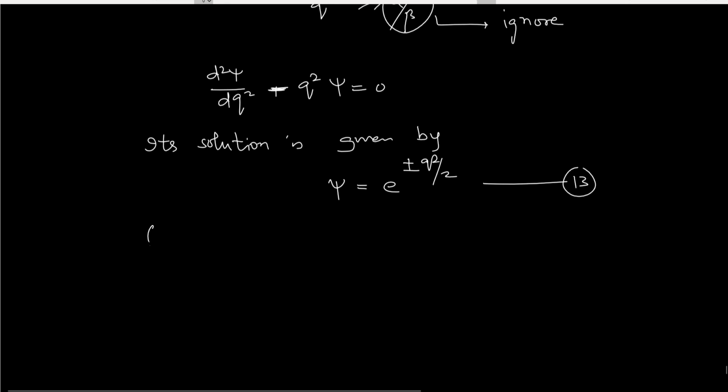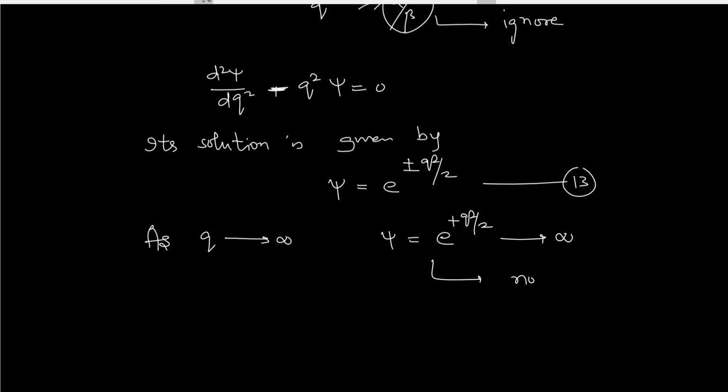As q tends to infinity, the solution with the positive term will again tend to infinity, so it is not an acceptable solution. So we are left with only one solution, which is the acceptable one. We mark this as equation number 14.